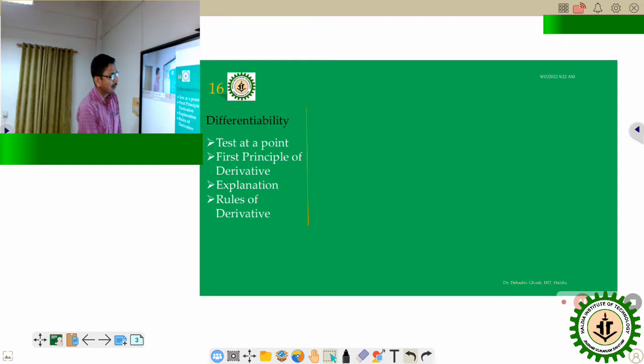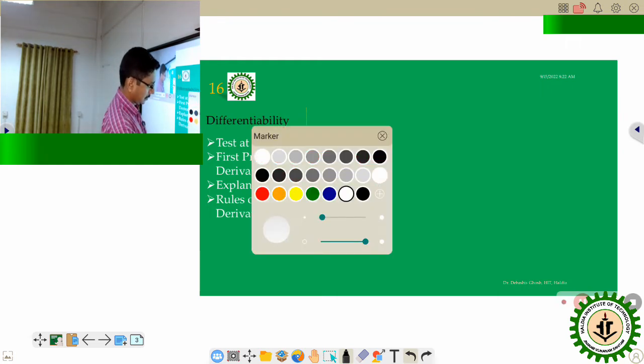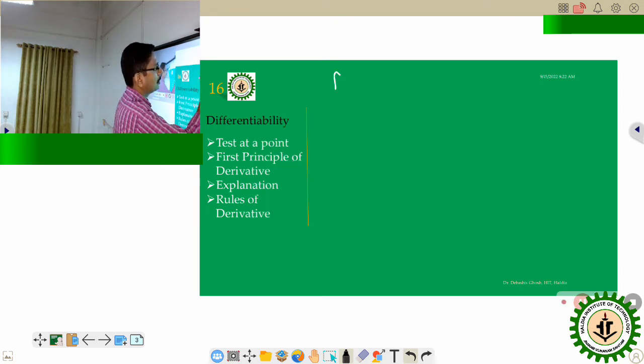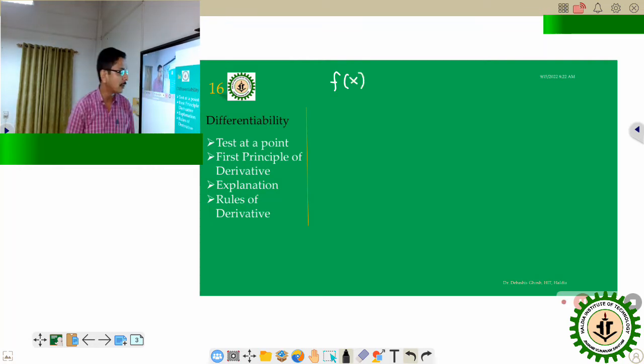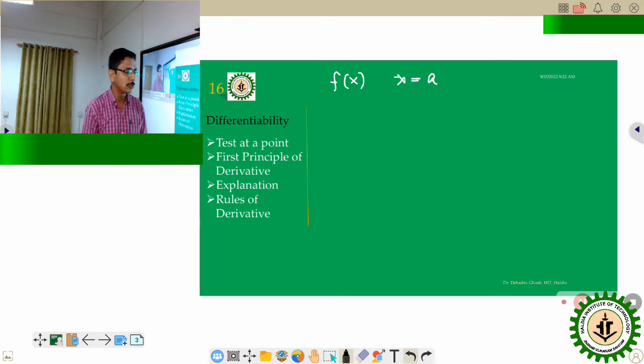If you have a function f of x and you want to test whether the function is differentiable at a particular point, suppose x equals 0, x equals a, then we have to test one thing by geometry: at the point x equals a, whether we can draw the tangent at that particular point. But in case of a mathematical expression, we need to compute it by the first principle of derivative.